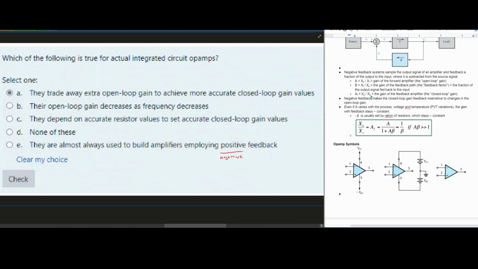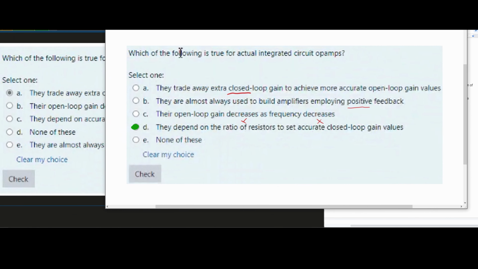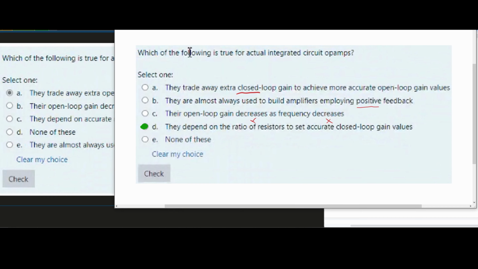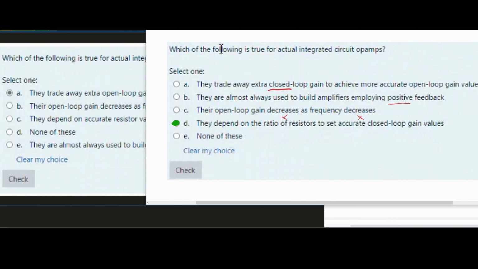Next, we are going to skip the none of these ones. Now we're going to look at C. They depend on accurate resistor values to set accurate closed loop gain values. This is very similar to D, which was correct in the last one, where it says they depend on the ratio of resistors to set accurate closed loop gain values.